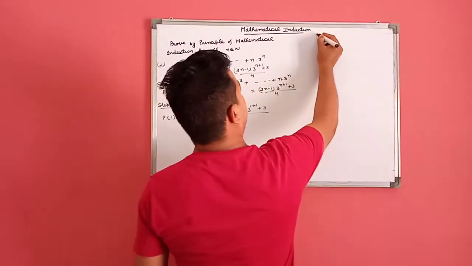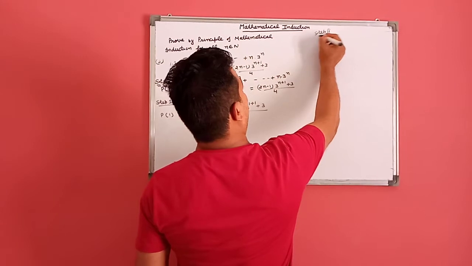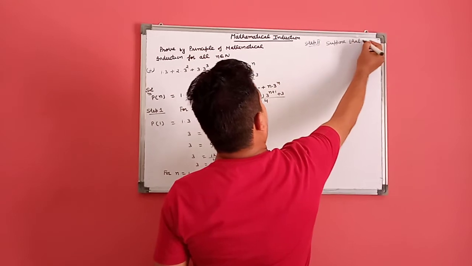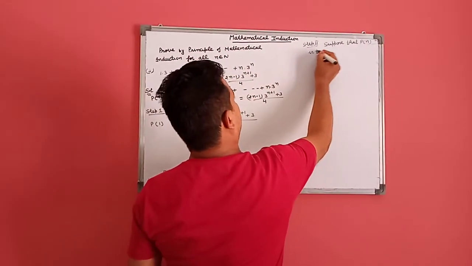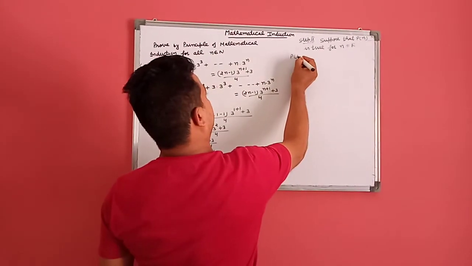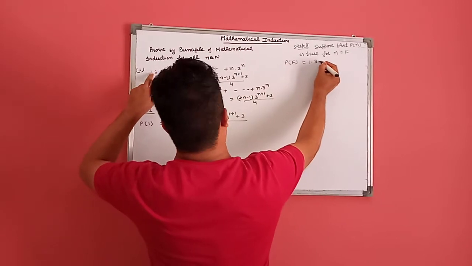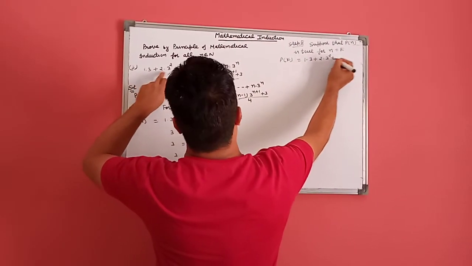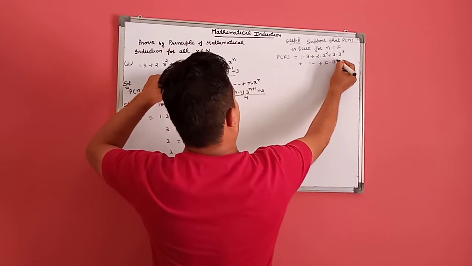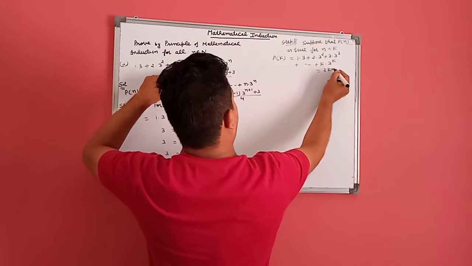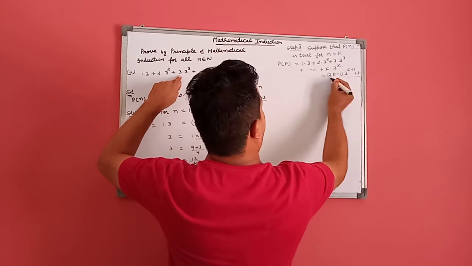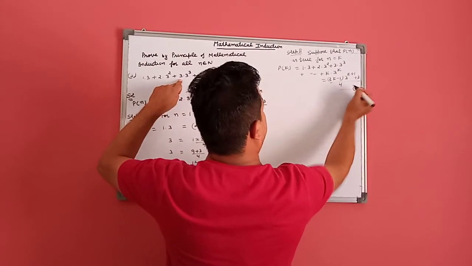In step 2, suppose that Pn is true for n is equal to k. That is, Pk is equal to 1 multiply 3, 2 multiply 3 square, 3 multiply 3 cube, plus up to k multiply 3 power k, equals 2k minus 1, 3 power k plus 1, plus 3 by 4. This is equation number first.